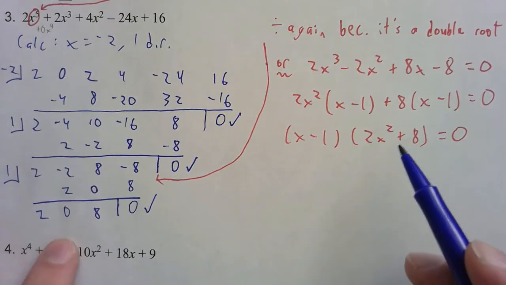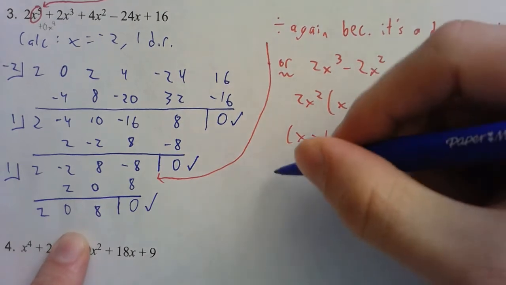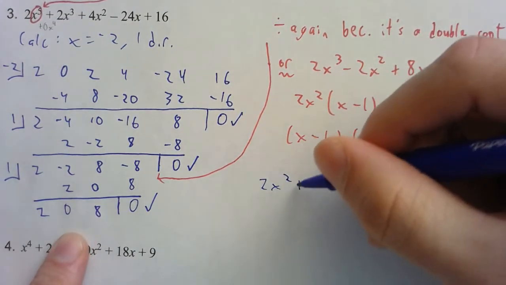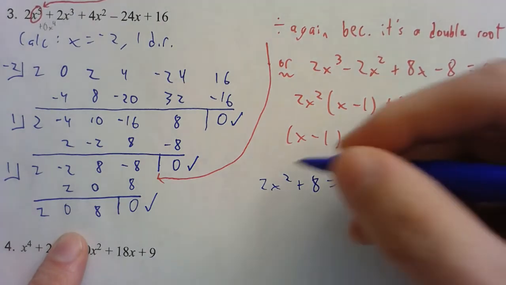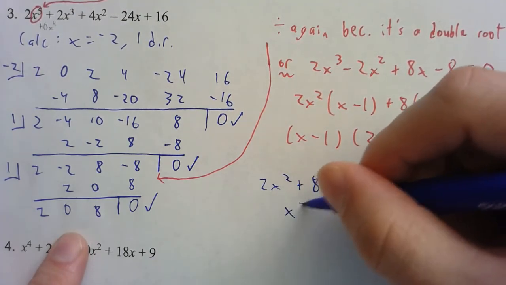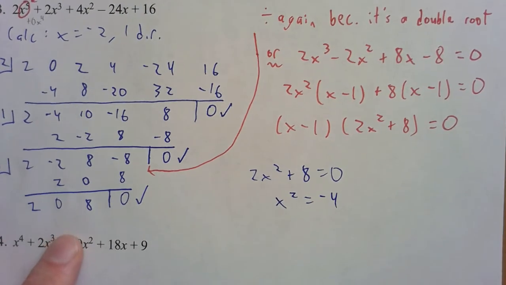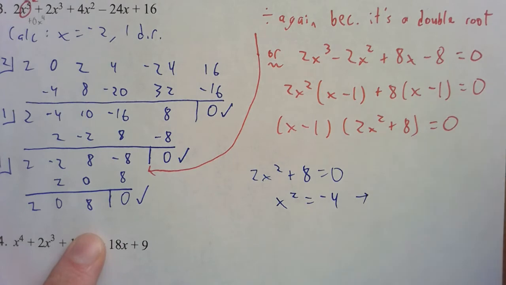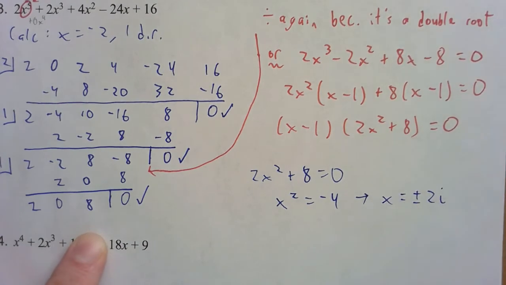So I just need to figure out what are my answers from this 2x squared plus 8 part right here. So 2x squared plus 8 equals 0. So subtract the 8, divide by the 2, you're going to get x squared equals negative 4. And so then square root both sides there, and you'll get x equals plus or minus 2i.